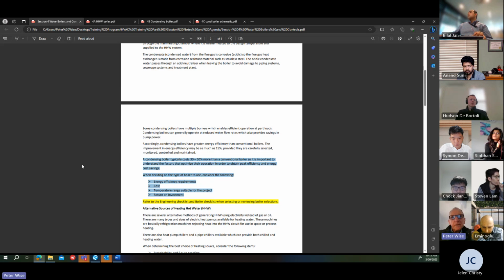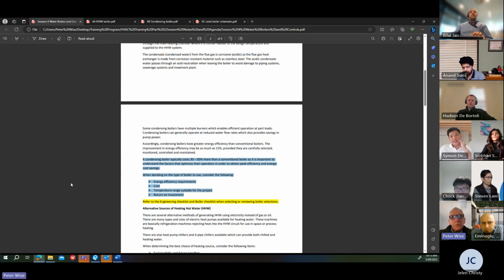It's important to understand the factors that optimise their operation in order to obtain peak efficiency and energy cost savings. So talk to the suppliers. There's plenty of literature available on the internet with all these things I'm talking about. You can Google what I'm saying. You'll find heaps of information. So it's all out there these days. It's not like 20 years ago when you had to go searching books and things. It's all readily available now.